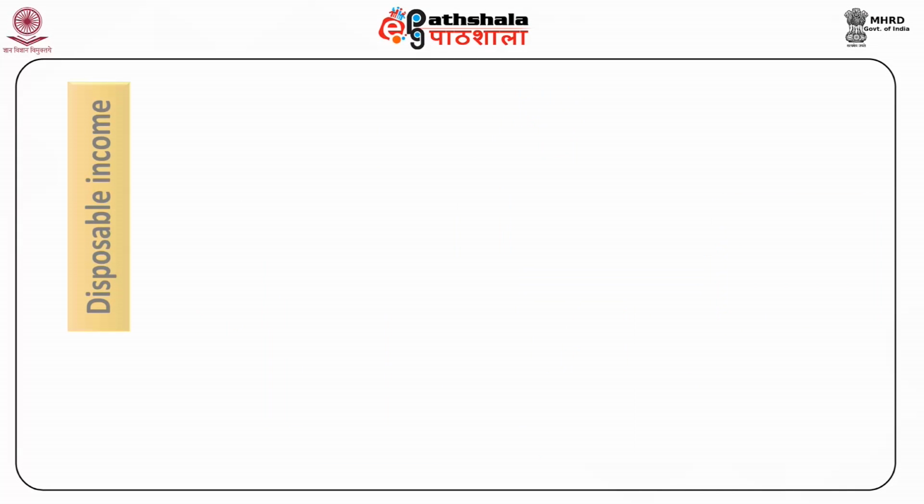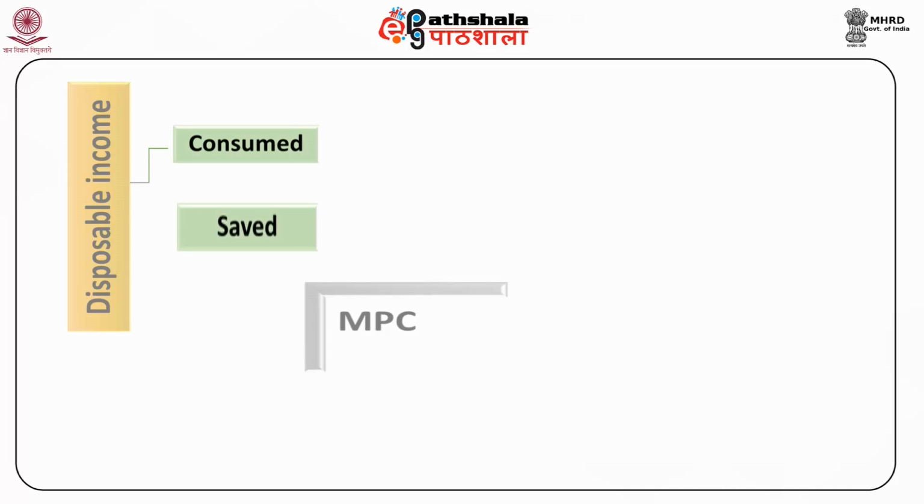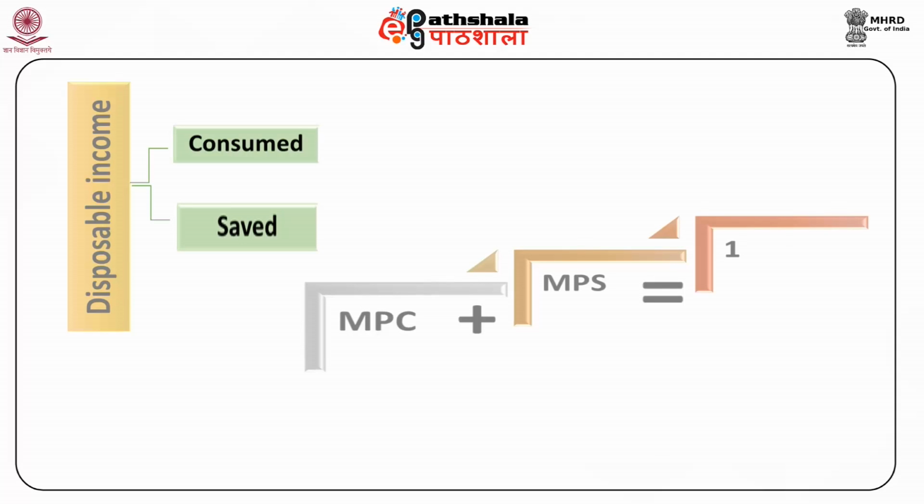As the disposable income may be either consumed or saved, the marginal propensity to consume plus marginal propensity to save must be equal to 1. In the present example, 0.7 plus 0.3 is equal to 1. Thus, MPC plus MPS is equal to 1.